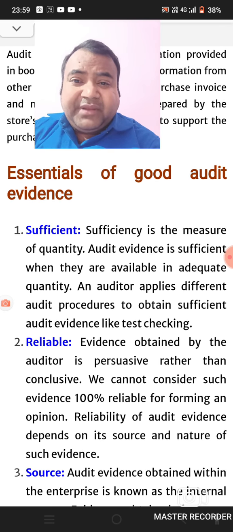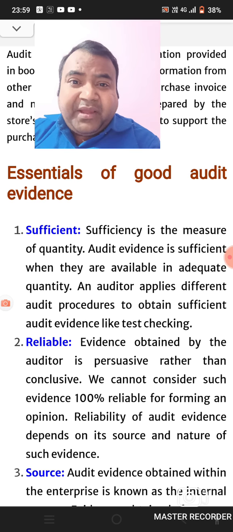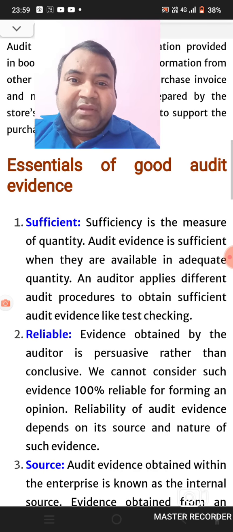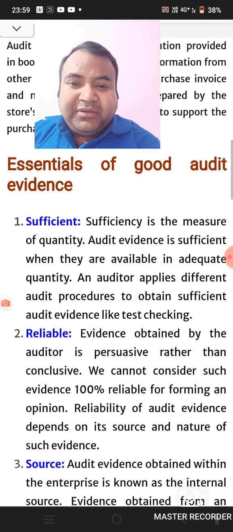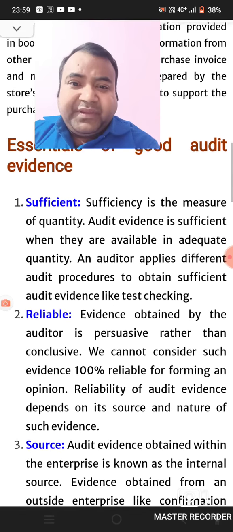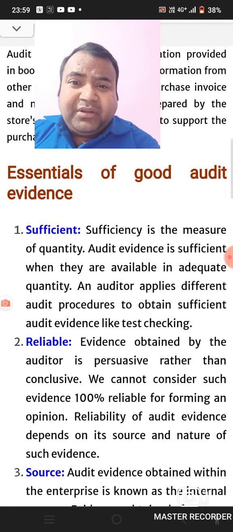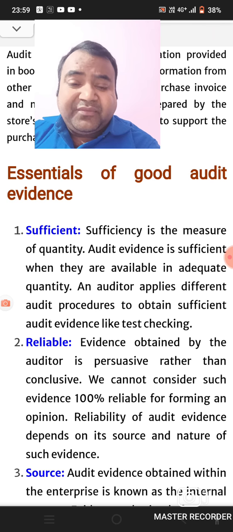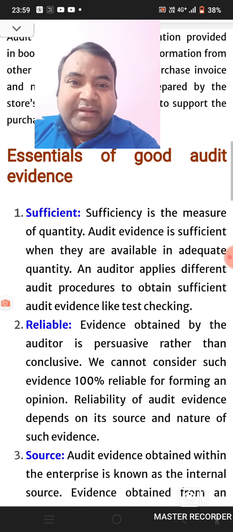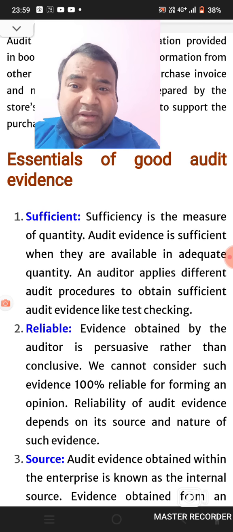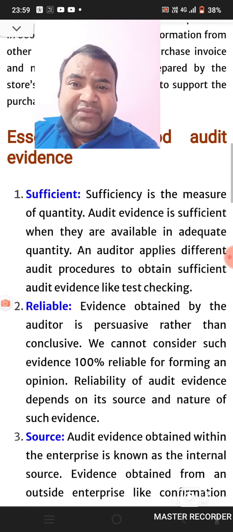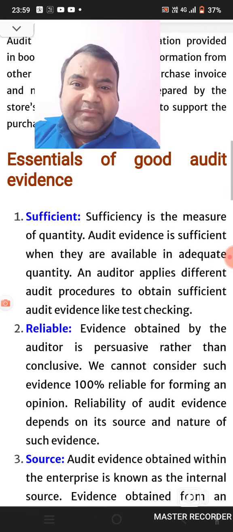What are the different essentials or parameters to judge whether the collected evidences are good or not? From these particular points, we can easily know whether that particular audit evidence is of good quality or not. So first of all is sufficient.